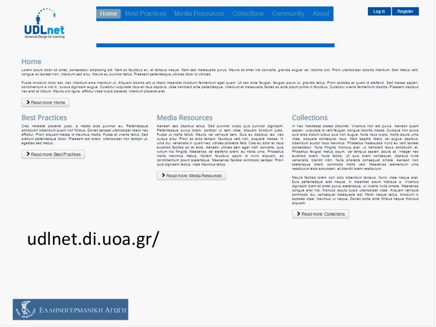Another outcome of our activities, because UDLnet is progressing and things are under development, is an inventory of practices so that you can see what other countries apply, how teachers from other countries address UDL. You find media resources and a collection of resources addressing UDL. And here you can see the URL of this inventory.